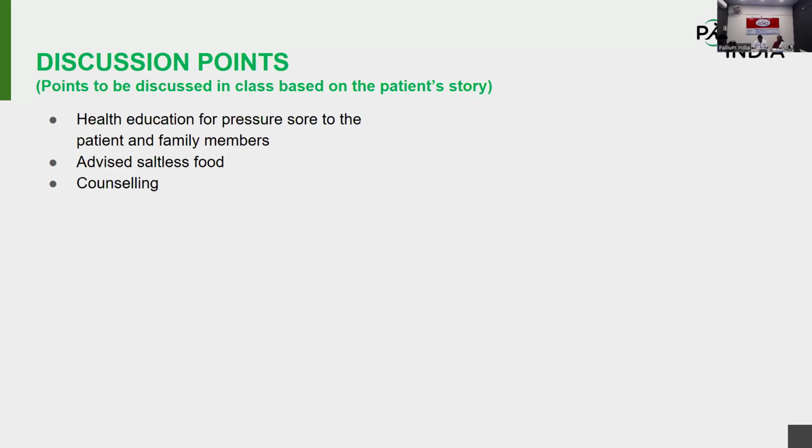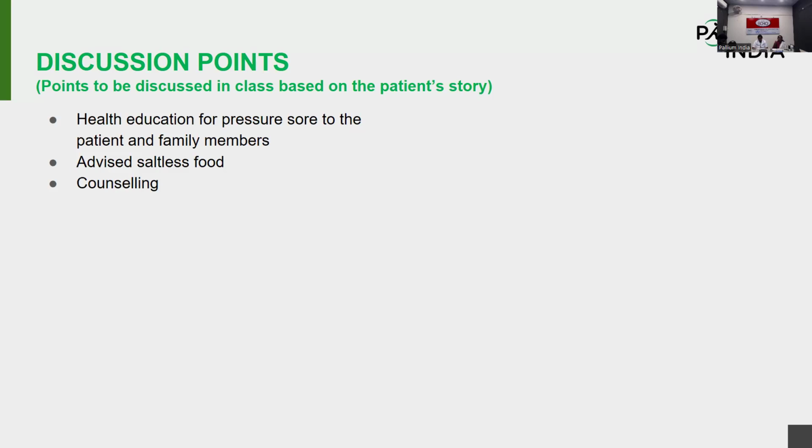And the next letter is K. K is keep moving. Every two hours we have to change the position. The next letter is I. I is incontinence control. We know there are three major causes of pressure ulcer. The first is unrelieved pressure, the second is friction, and the third is moisture. If there is incontinence, the patient will get a pressure ulcer because of the moisture. So incontinence control is also important.